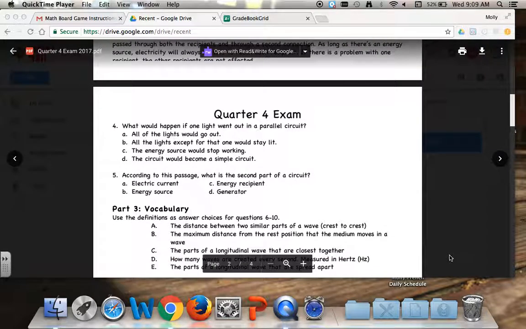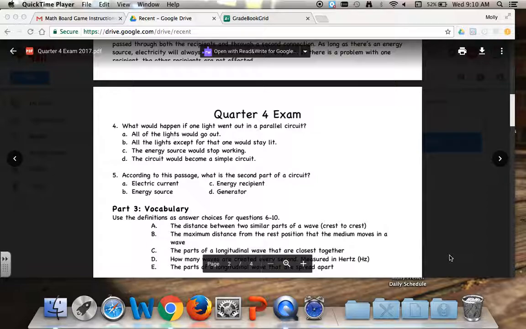Number 4. What would happen if one light went out in a parallel circuit? A. All of the lights would go out. B. All of the lights except for that one would stay lit. C. The energy source would stop working. Or D. The circuit would become a simple circuit.